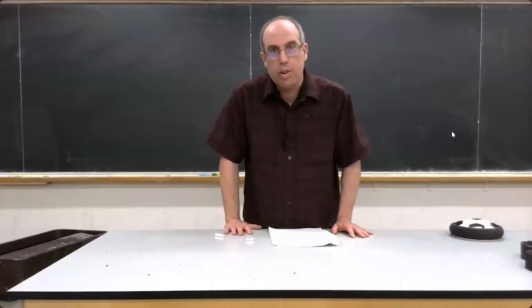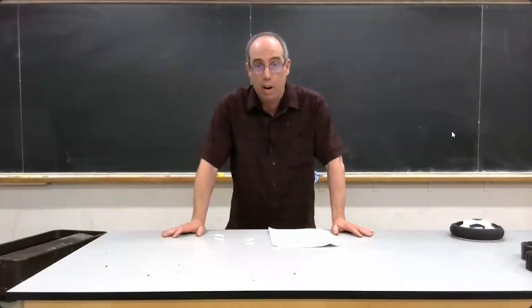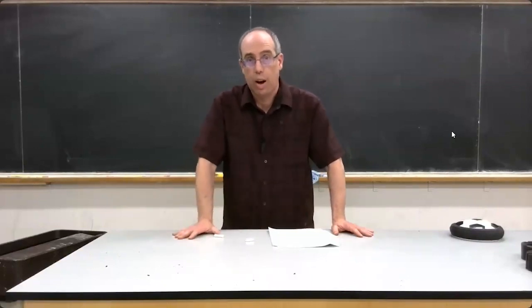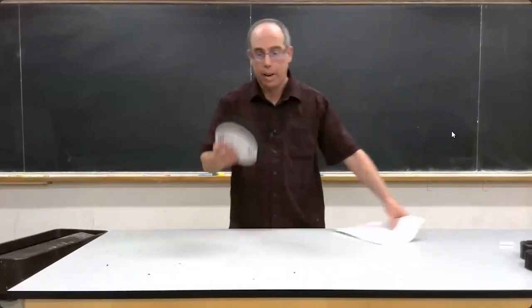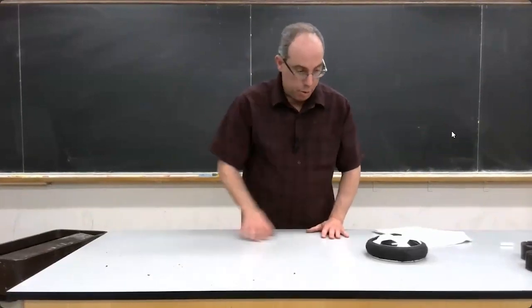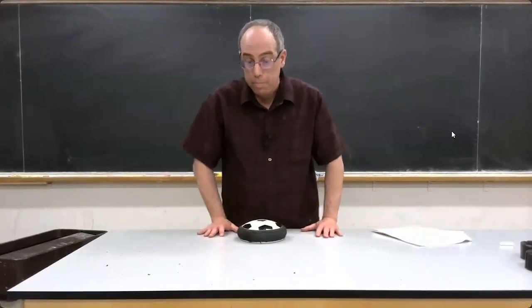So we're going to start here with a demo which will help us lay down the first basic principle we need in order to understand why objects move as they do. Now, what I have here is called an air puck. If I simply set it on the table, then it's just going to sit there. Or if I push it, you can see it will start moving, but then slow down because of friction between the air puck and the table.